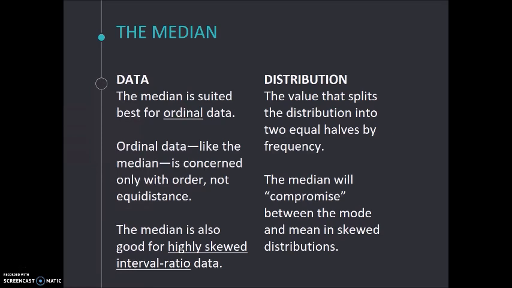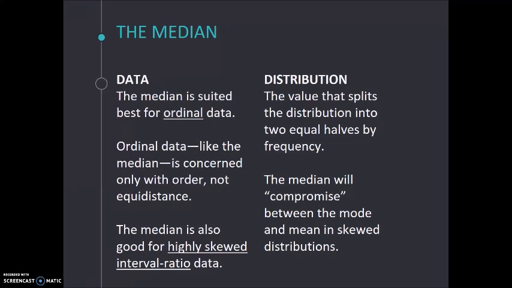So notice the distance here between 1, that is first place, and 2, and the distance between 2 and 3 are not the same distance. So this would be ordinal data. When you have ordinal data, the median works quite well because it tells you who's right in the middle. The median also works well for data that is measured on an interval ratio scale.